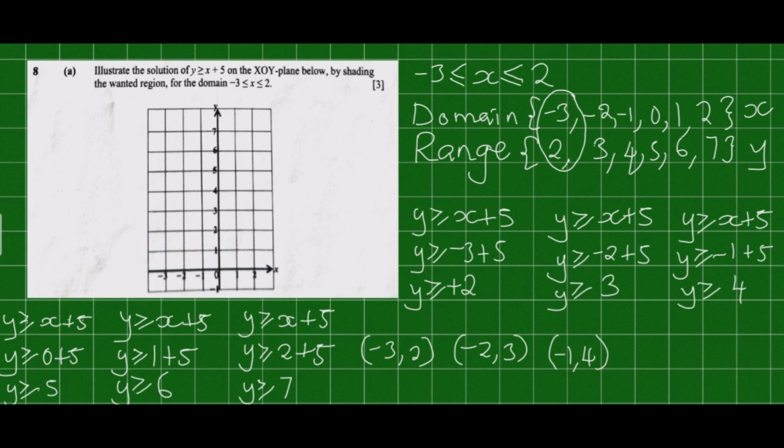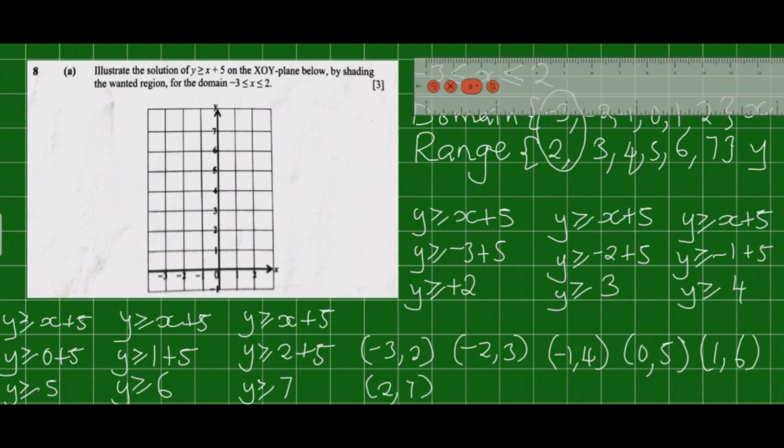Okay, we close the bracket. Then the other point is 0, 5. Then we have another coordinate which is 1, 6. Then we also have another coordinate which is 2, 7, which I'll write down here. I hope you can see it. Now these are the coordinates we have come up with, and they're going to help us come up with the graph. Okay, so let's draw the graph.